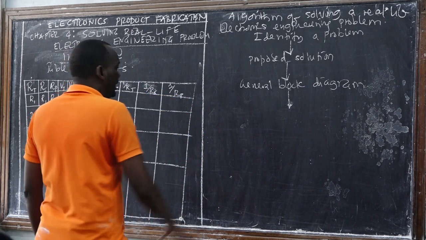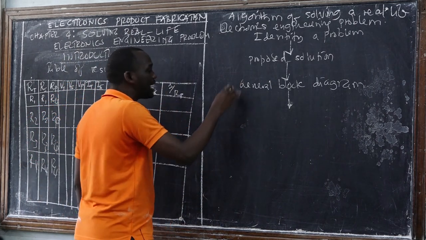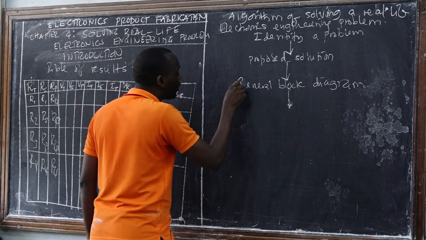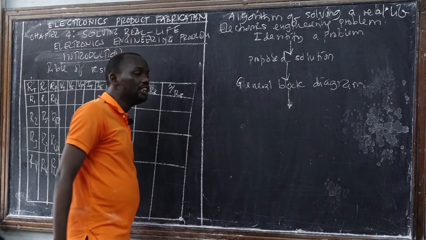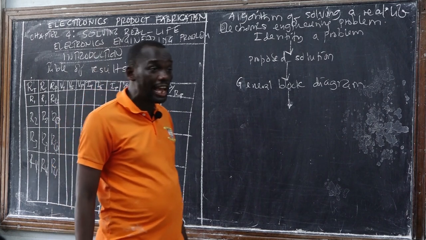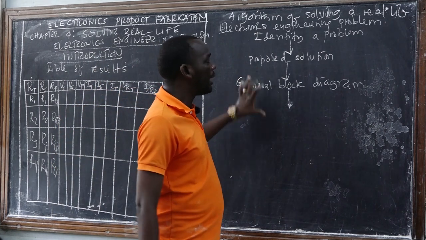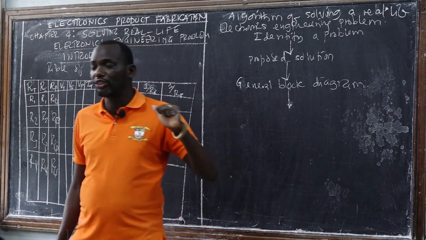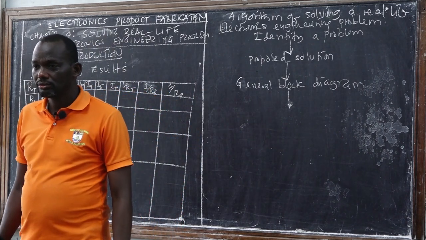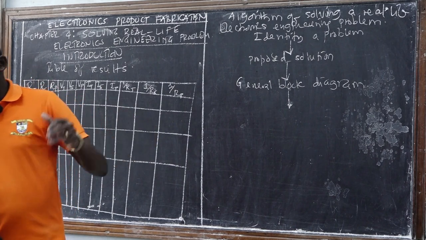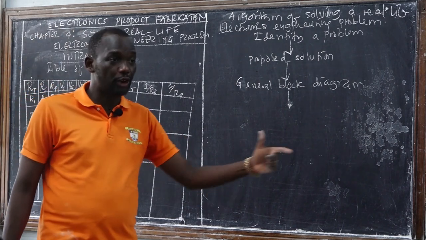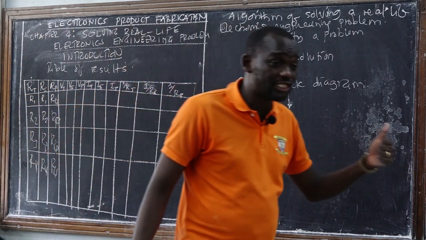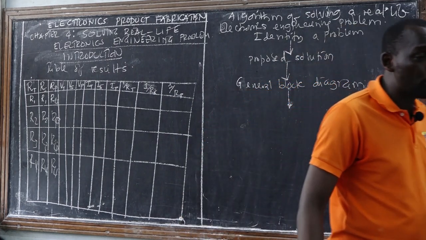Okay. So this is the general block diagram. The general block diagram gives you the general overview or general idea. And this is the point where I told you about the four common blocks in any electronics engineering system: the power supply unit, the input unit, the control unit, and the output unit. Those are the general blocks.